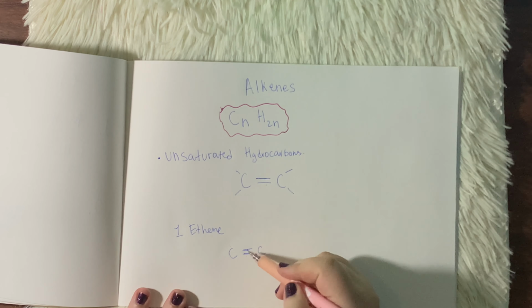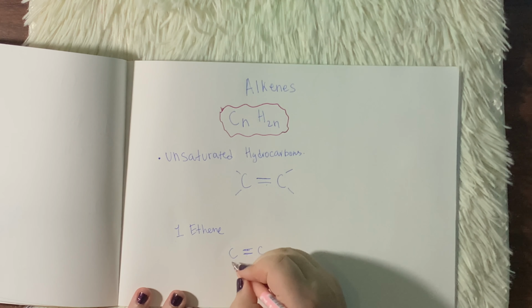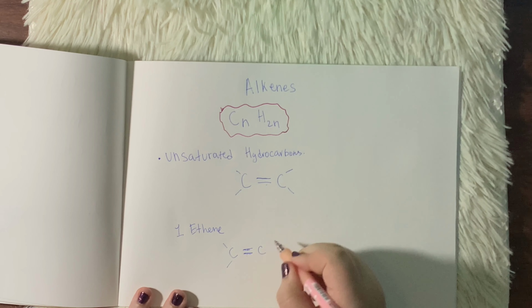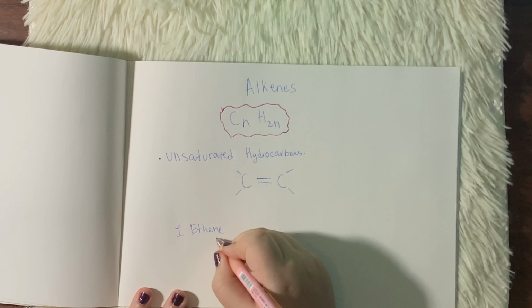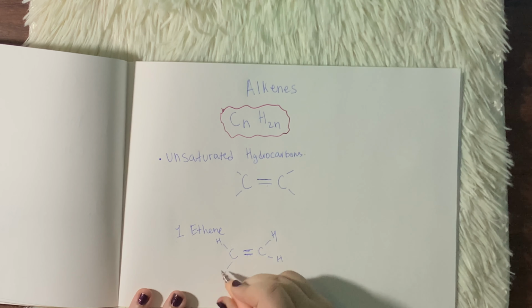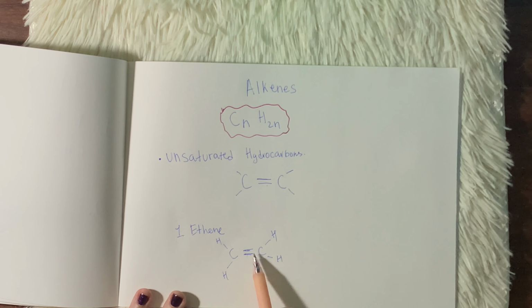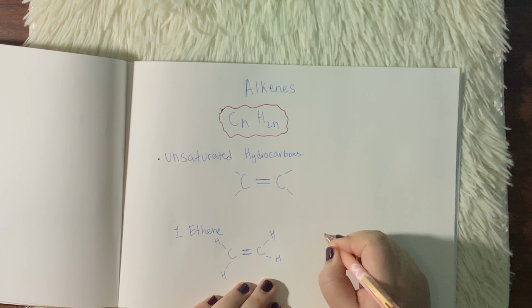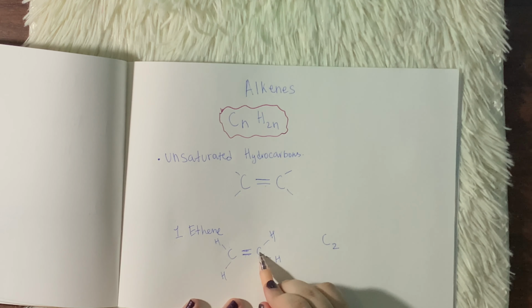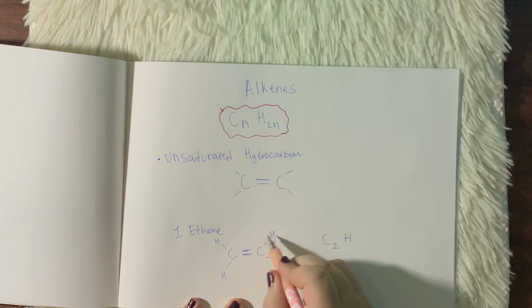Now because they already have 2 bonds in between, we fill up the rest with hydrogen, because we know that ethane only has 2 carbon atoms, and they all have 4 bonds. Okay, so that's how we can say it is C2H4.